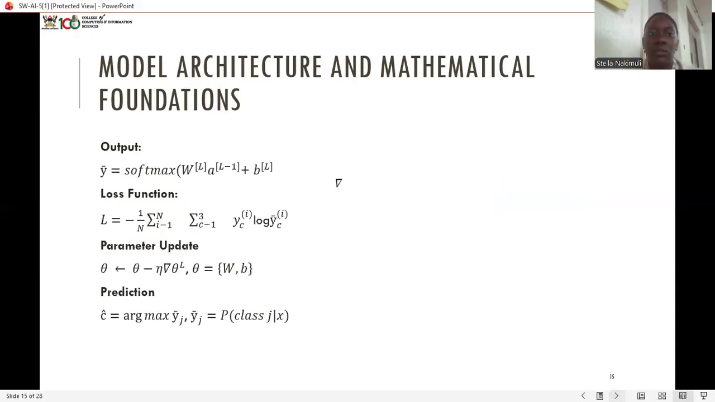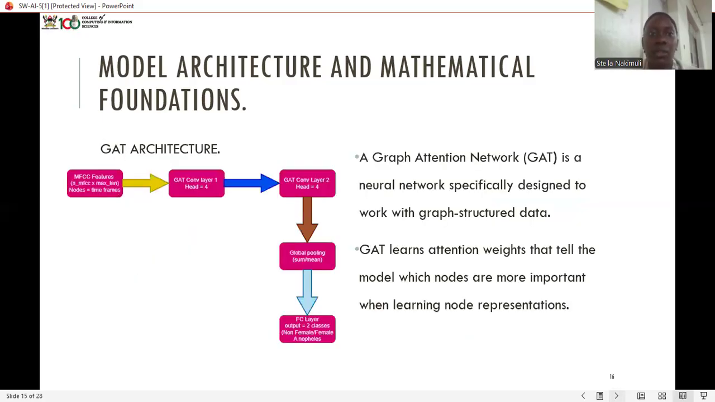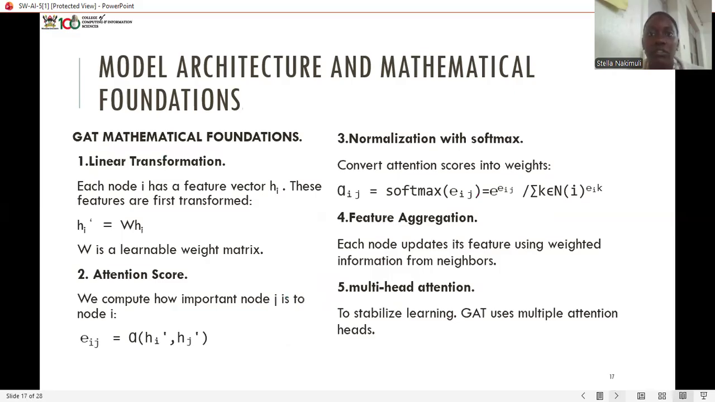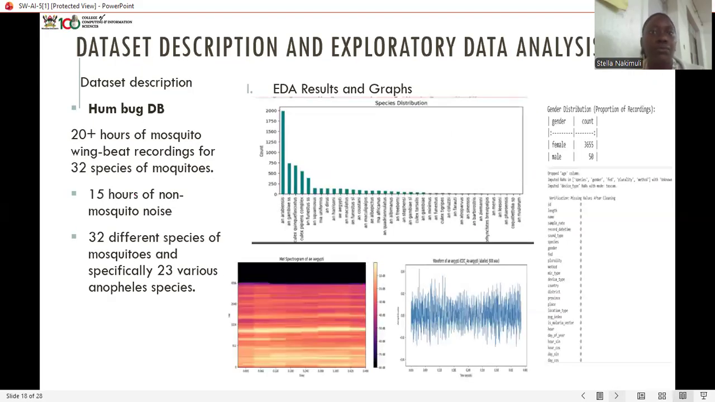Still, the mathematical computations. This is the third model we trained, which is the GAT model, the graph attention networks. Yeah, so here on our left you have its architecture, some brief explanation on this model, moving forward to its mathematical foundations.